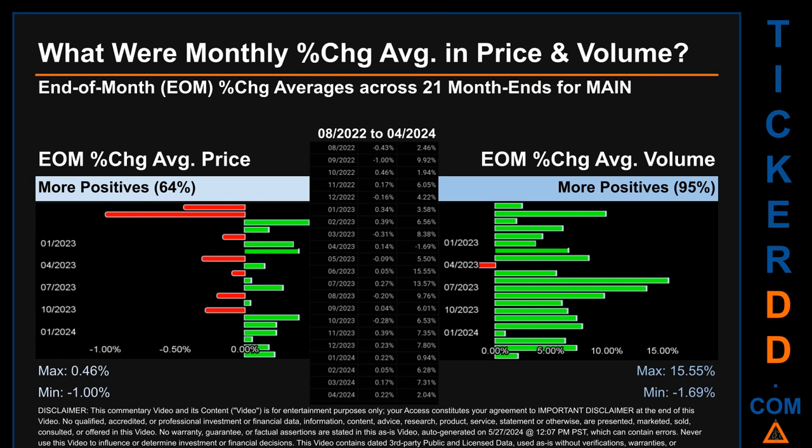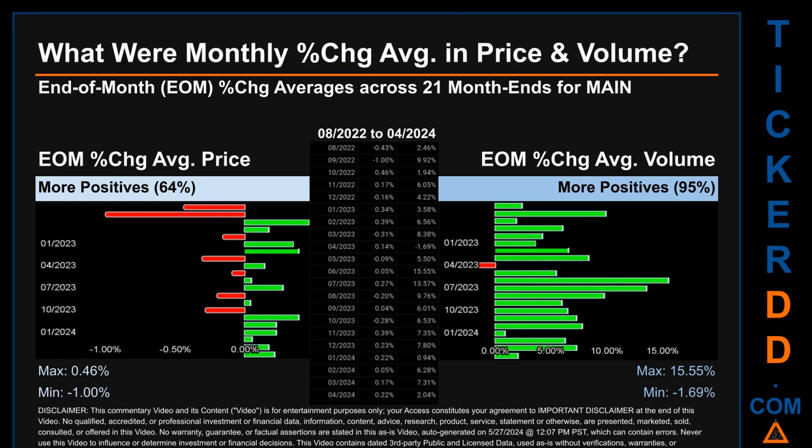From 08/2022 to 04/2024, 14 out of 21 month ends had a positive percentage change in average price. That is 64% of month ends saw a positive percentage change in average price. In terms of volume, 21 out of 21 month ends had a positive percentage change. That is 95% of month ends saw a positive percentage change in average volume.